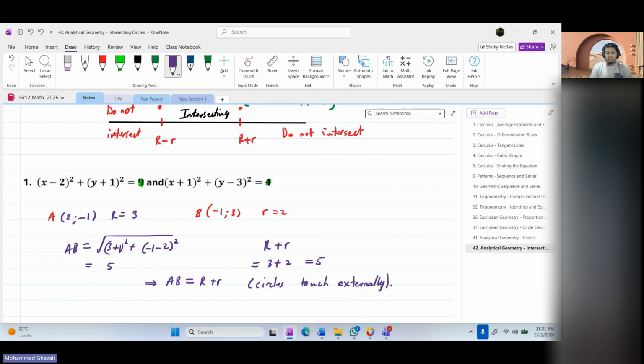Now remember, if they touch externally, they touch at a single point. That's why we have a common tangent. By the way, sometimes they ask you for the equation of the common tangent. To find the equation of the common tangent, you need to solve the equations simultaneously. We will come across those types of questions. You can solve them simultaneously: take equation 1 minus equation 2, and you'll just get an equation in terms of x and y.